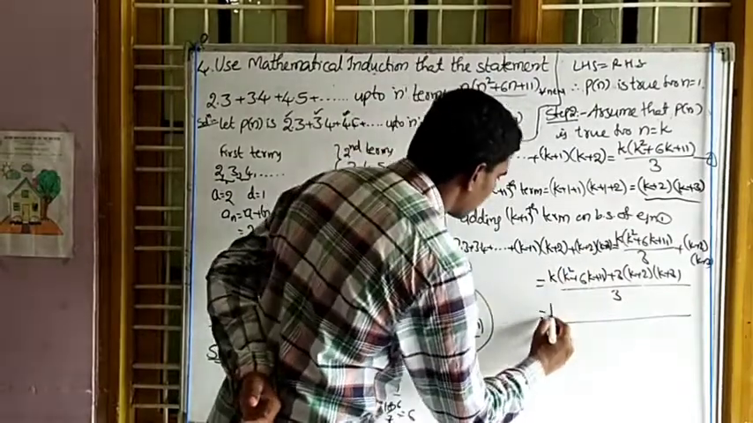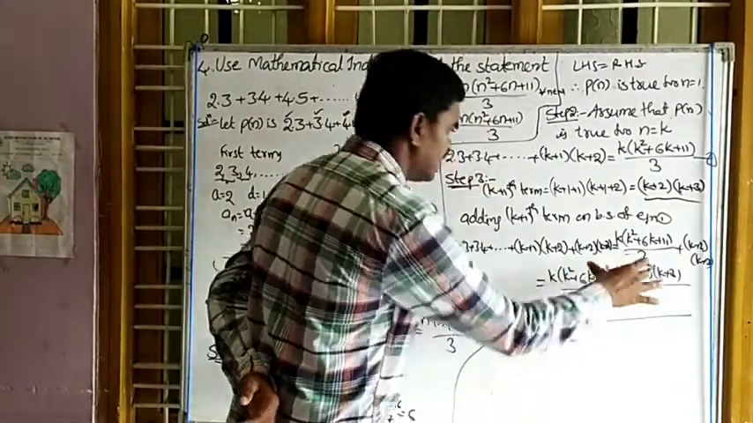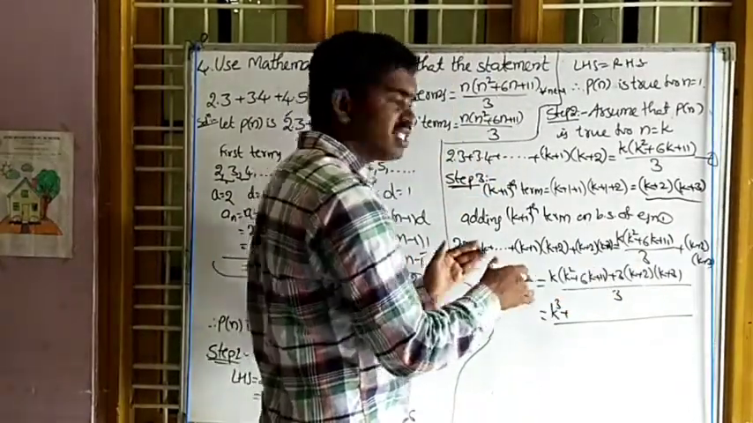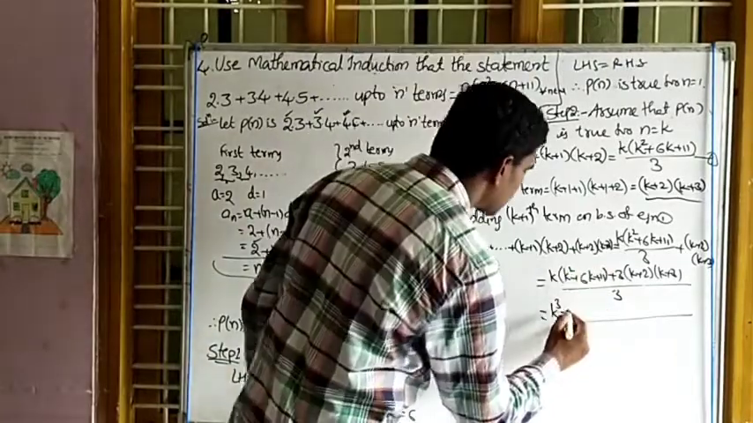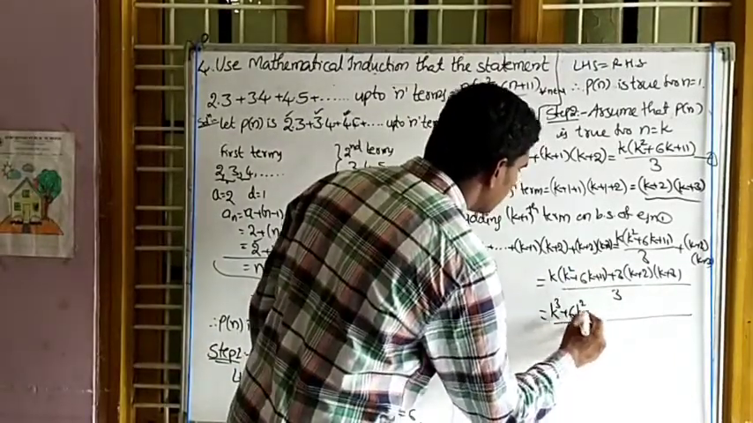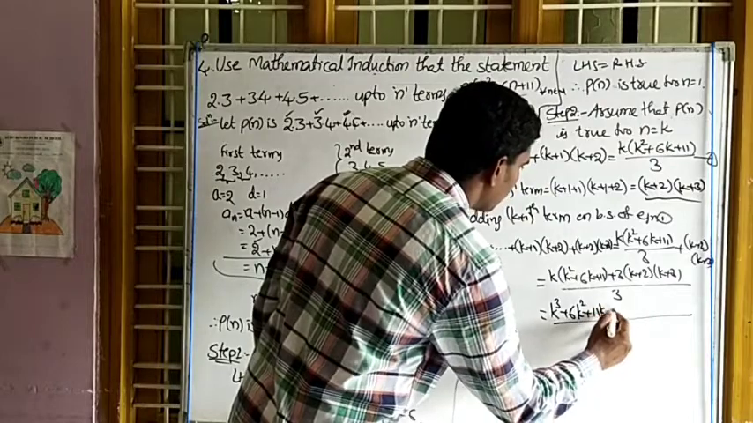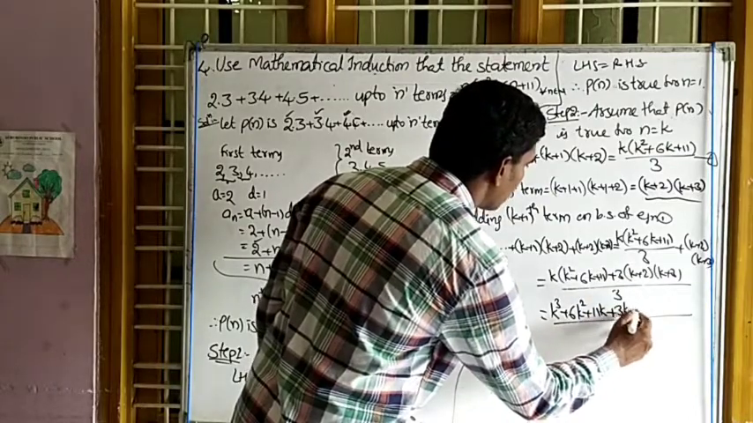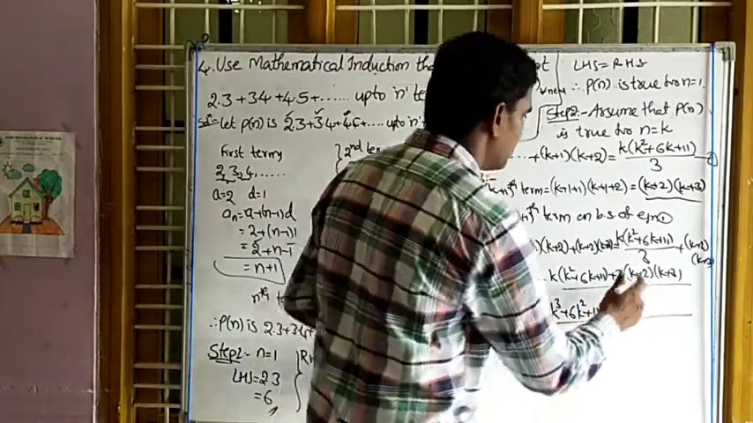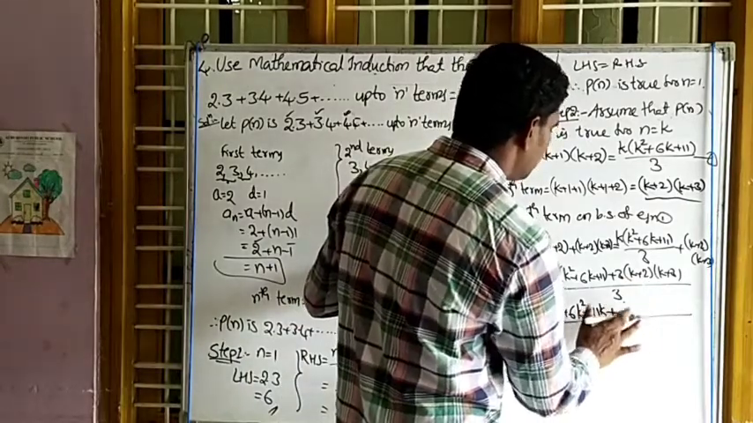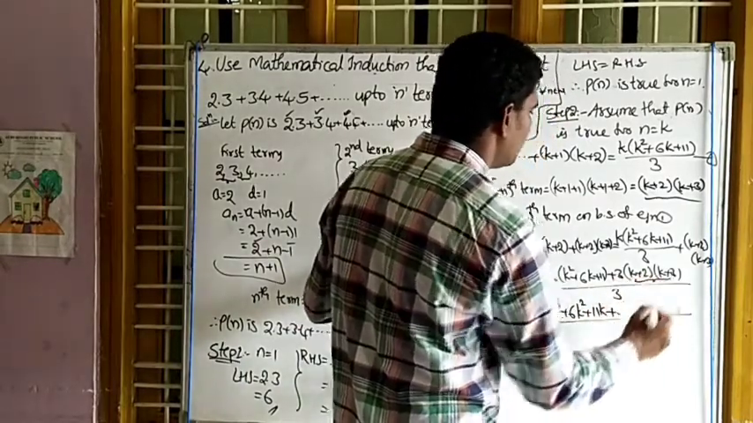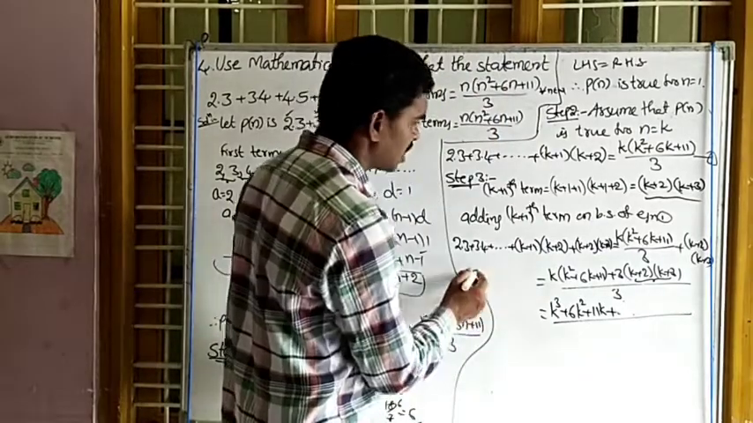K into k square, k cube. If anything is common, take it common; otherwise, simplify. K into 6k, 6k square. K into 11, 11k. Plus 3 into k, 3k. Plus 3 into 2, sorry. Here, by simplifying this, k plus 2 into k plus 3, we get k plus 2 cubes.